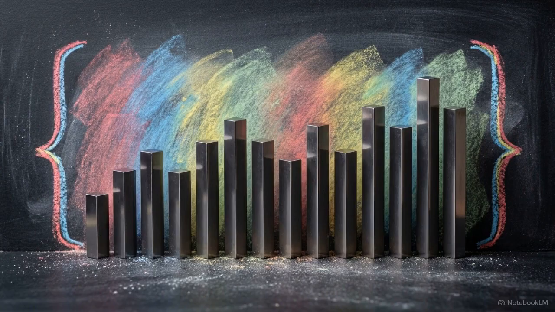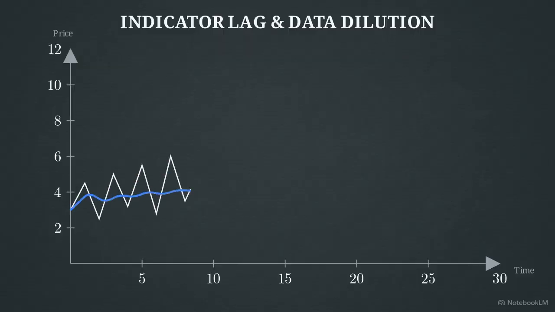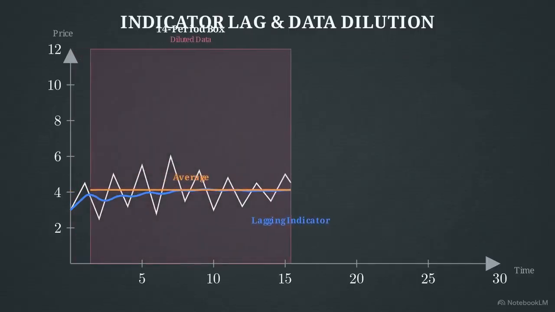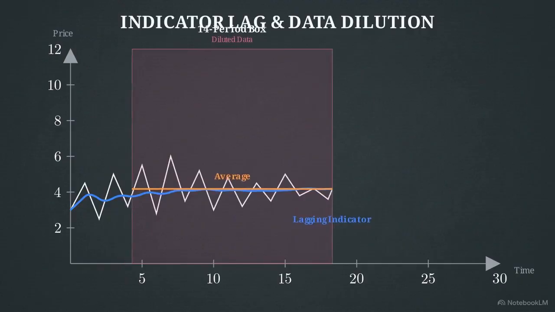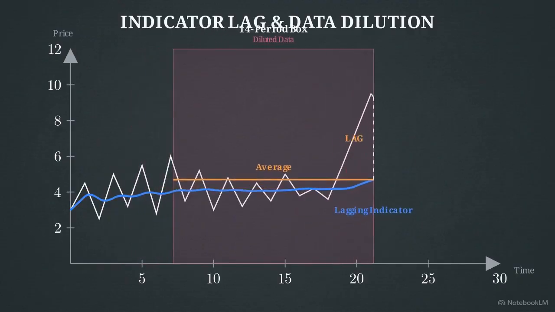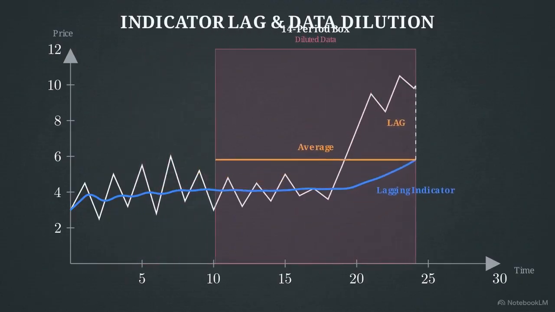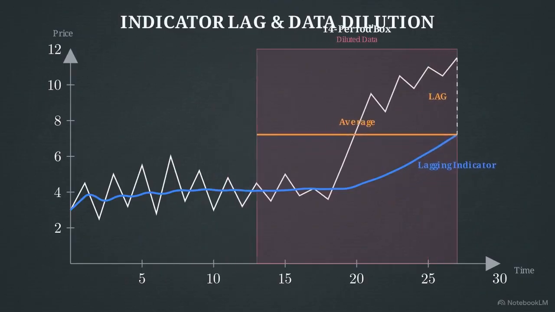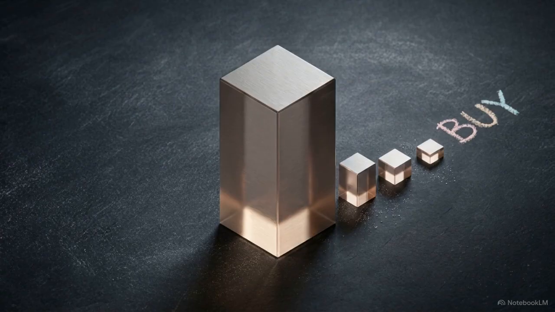The mechanical flaw lies in the default 14-period lookback. In highly volatile assets, factoring in 14 full periods of price action severely dilutes the current momentum data. By the time the math averages out 2 weeks of historical data to trigger a signal, the actionable price movement has already occurred. The alpha has been extracted from the market.